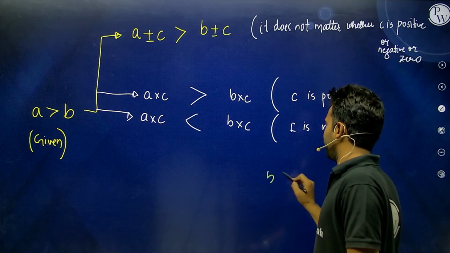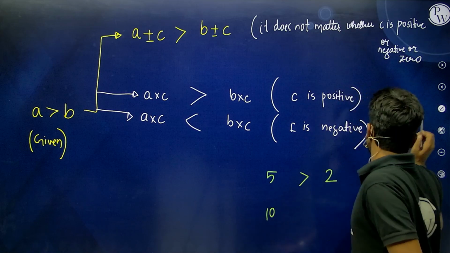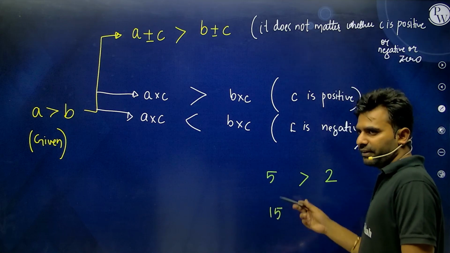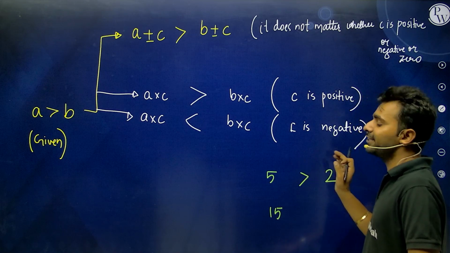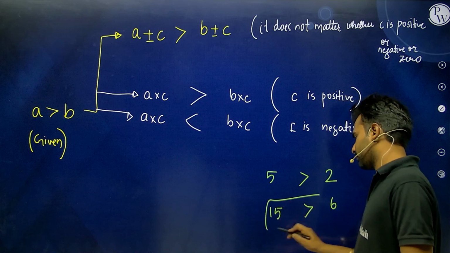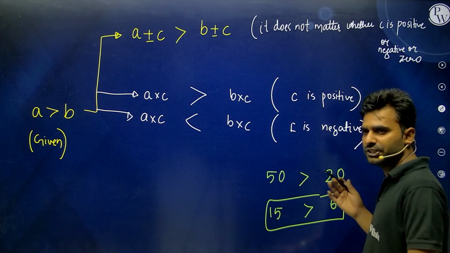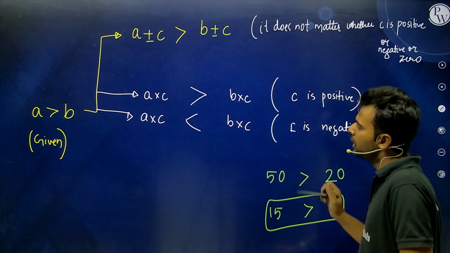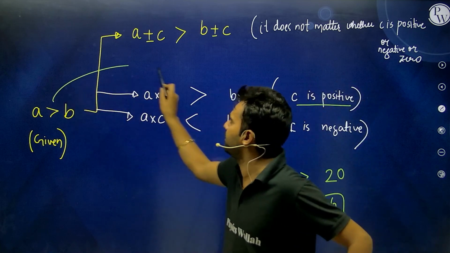Like 5 is definitely greater than 2. If I multiply both the sides by 2, this will become 10. Let's multiply both the sides by 3. 3 is a positive number. So this will become 15, 5 times 3, and this 2 times 3. I am multiplying both sides of the inequality by the same number. So this will become 6. Still, which one is more? This one. If I, let's say, multiply both the sides by 10, this will become 50, this will become 20. Still, which side is weighing more? The side which was earlier weighing more. So if I am multiplying both the sides by a positive number, then the sign of inequality remains the same.